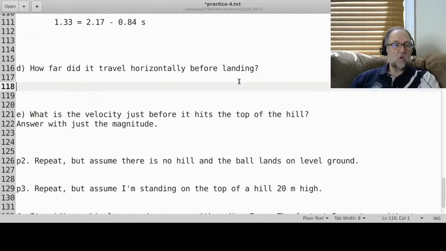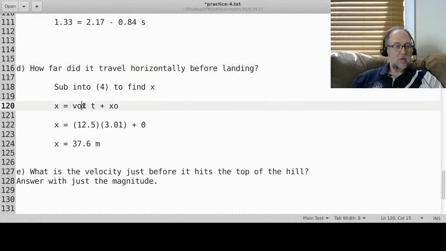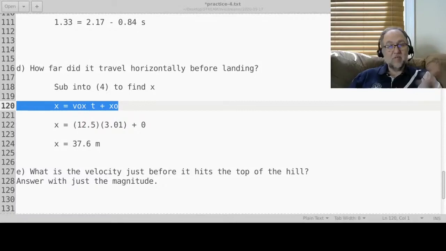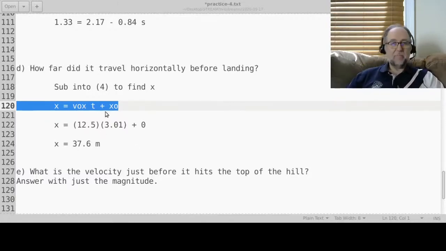All right, how far did it travel horizontally? Well, as soon as you hear horizontally, you have to use equation number 4, and equation number 4 is really trivial. It's just x equals v naught x times t plus x naught. The time you want to use is obviously the time until it gets to the top of the hill, that is the 3.01 seconds, and so you just plug in and you get 37.6 meters. So that's how far it travels horizontally before it lands on the top of the hill. Not very deep. The hard part was getting the time. Once you got the time, the problem unraveled.